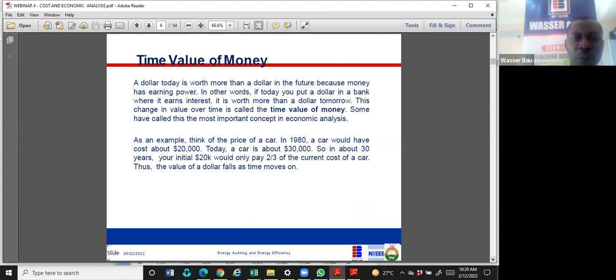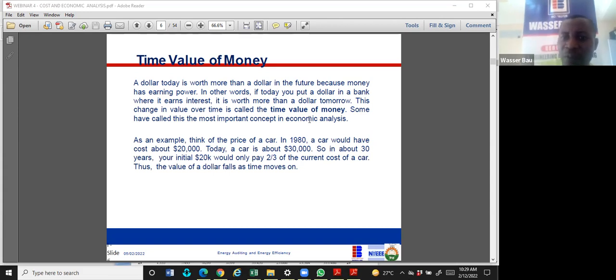So, the time value of money. You see, $1 today is worth more than $1 in the future because money has earning power. In other words, if today you put $1 in a bank where it earns interest, it is worth more than $1 tomorrow. This change in value over time is called the time value of money. Some have called this the most important concept in economic analysis.